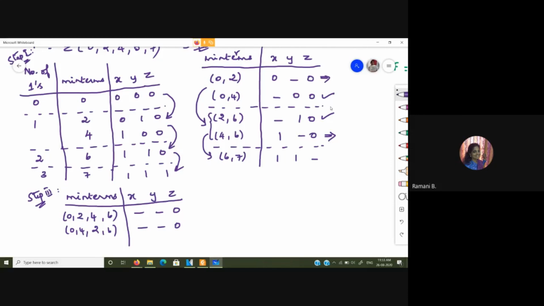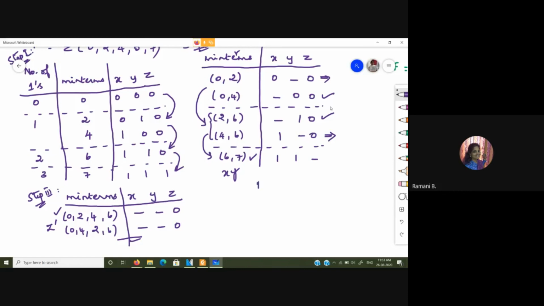Next, comparing 2 comma 6 and 4 comma 6 with 6 comma 7, we have a dash in the last position here, whereas in these two terms we don't have that dash. So this term is left out of the grouping, right? And these two are the same terms. So this will be one prime implicant and this will be another prime implicant. This corresponds to z bar and this one corresponds to xy.